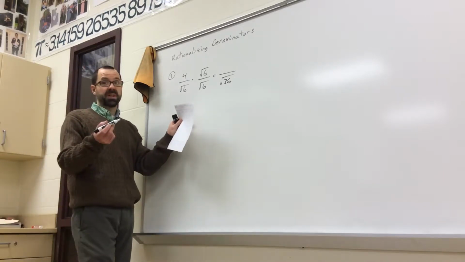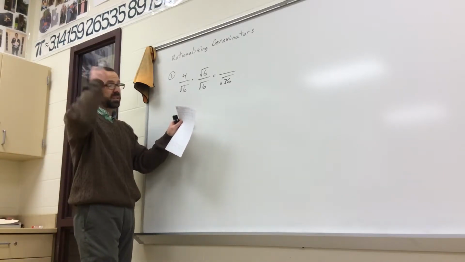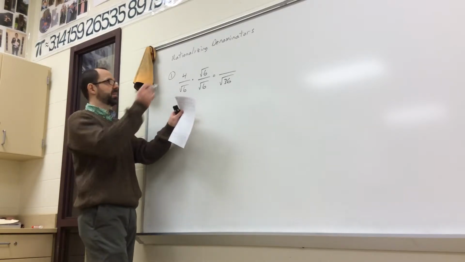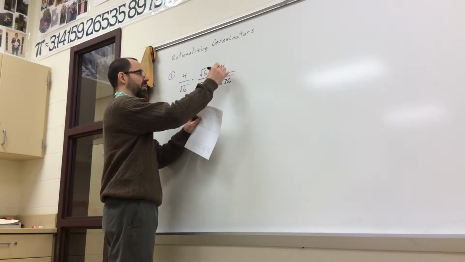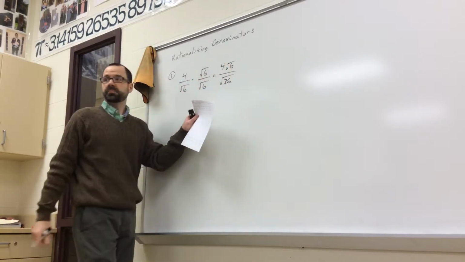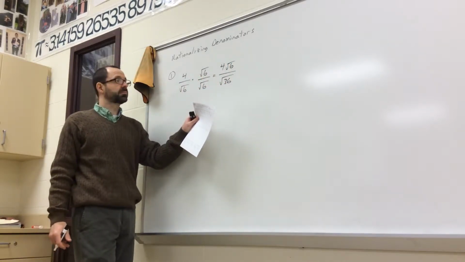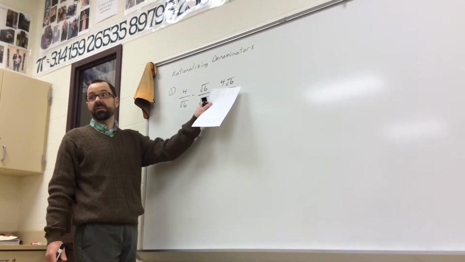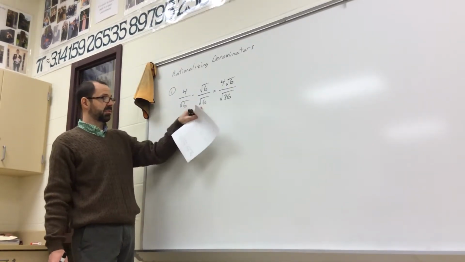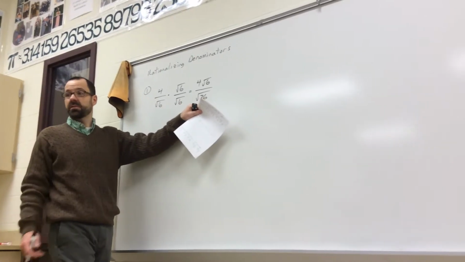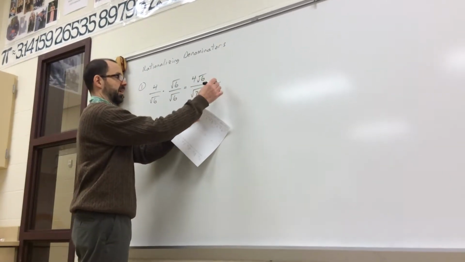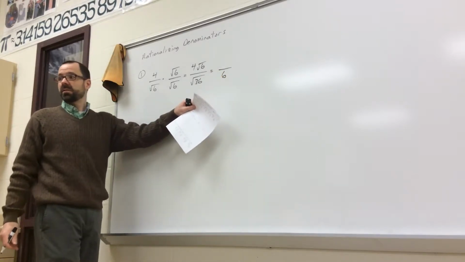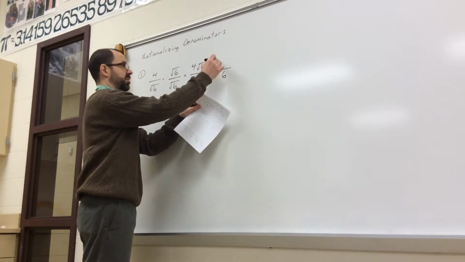Now, that makes the top messier, though. So the trade-off is, even though the bottom's getting better, the top then gets worse. So on top, we're stuck with 4 times the square root of 6. So we just multiplied across. 4 times square root of 6 is 4 square root 6. And square root 6 times square root 6 is square root 36. And like I said before, the square root of 36 comes out to 6. But the top is still messy.